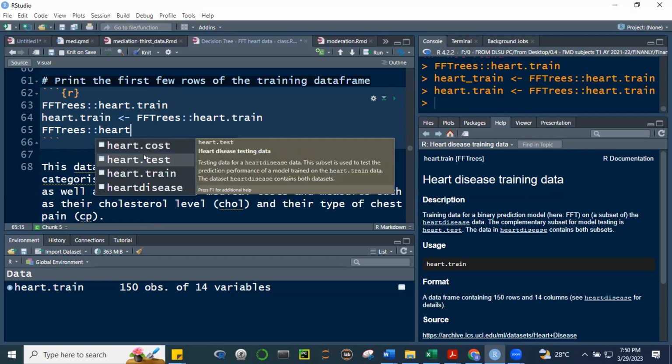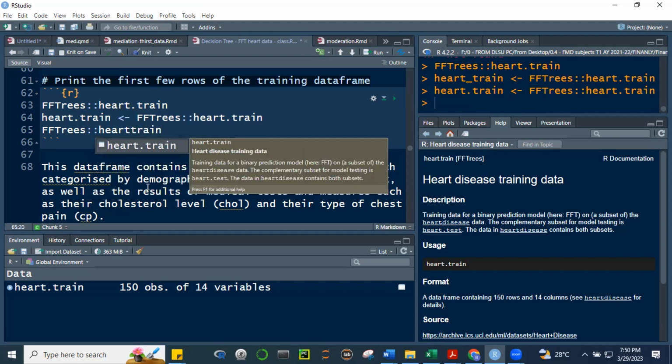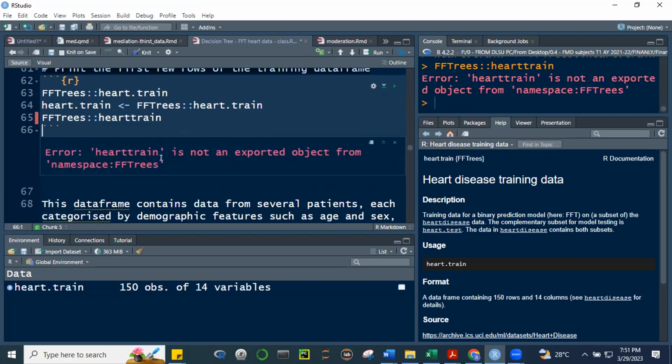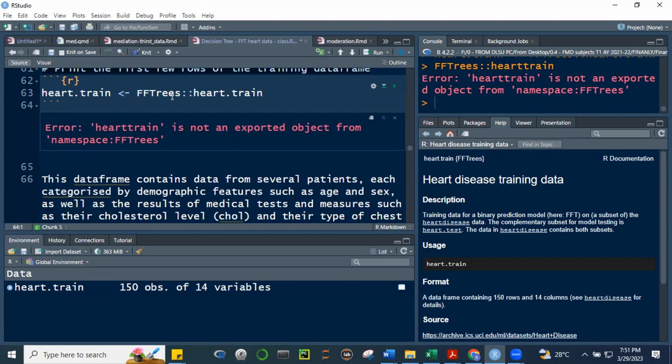My heart.cost, heart.test, heart.train, apat lang eh. Apat lang heart niya eh. Walang heart train eh. So if I type heart train, error, oh. Heart train is not an exported object from the namespace FFTrees. Okay, so just to remedy that, here we're creating an object called heart.train, and then see heart.train, it's coming from the FFTrees package, and then specifically the heart.train dataset.